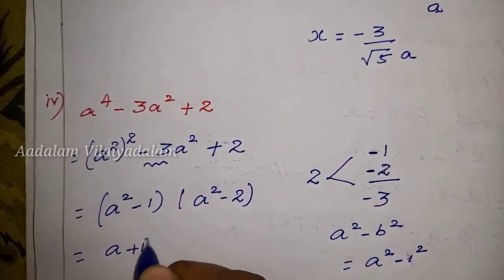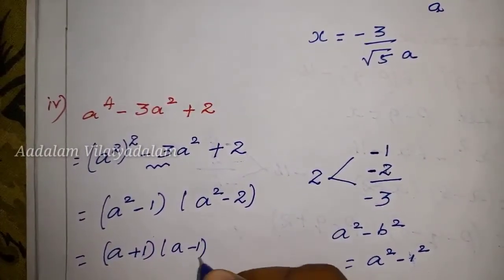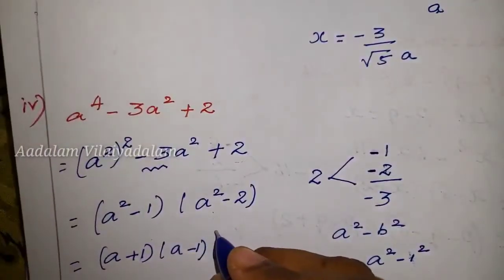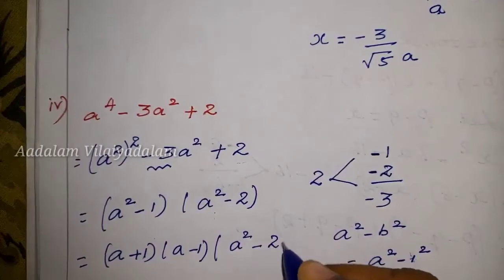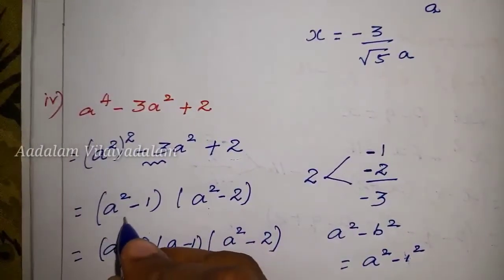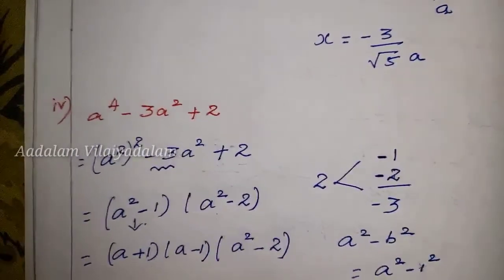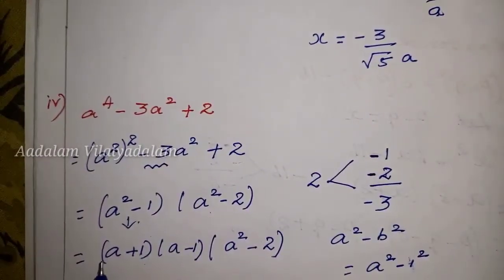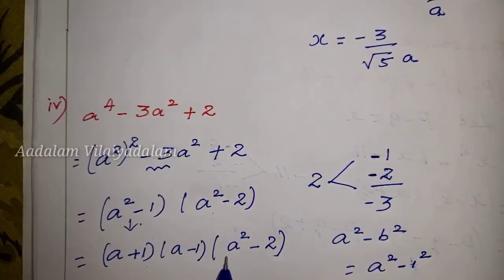a plus 1 into a minus 1. Here a square minus 2. So again we apply the algebraic identity, that is a square minus b square, so a plus b, that is a plus 1 into a minus 1. The second term we write as it is, that is a square minus 2.